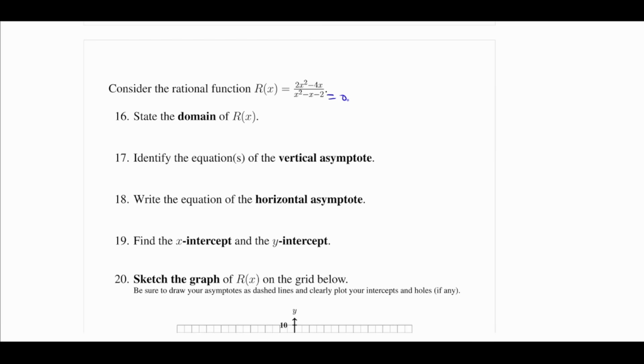Now the remaining numbers become the domain of the function. So what we are doing is that we are just going to equate x squared minus x minus 2 to 0. In that case, we'll have x squared minus x minus 2 is equal to 0. You can use your calculator to evaluate this, or you can use the quadratic formula, or use the factorization.